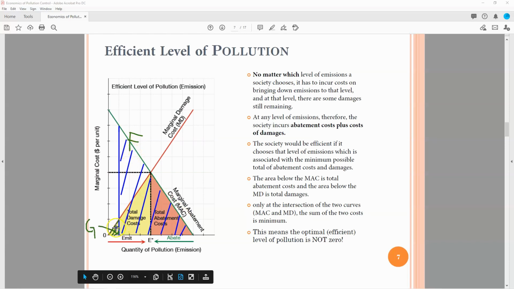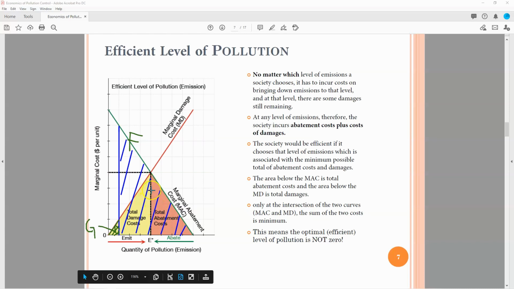The area under the marginal damage cost curve would be defined as the damage costs of pollution. So with a low level of pollution, this area would be very small. Here I define it as G. So it is very clear to say that the sum of G and F, the sum of the small triangle and this blue triangle, would be greater than the sum of the yellow and red areas, right?